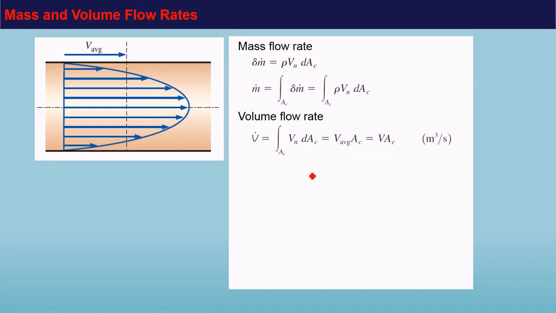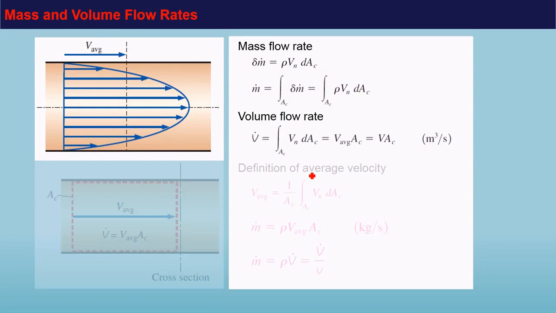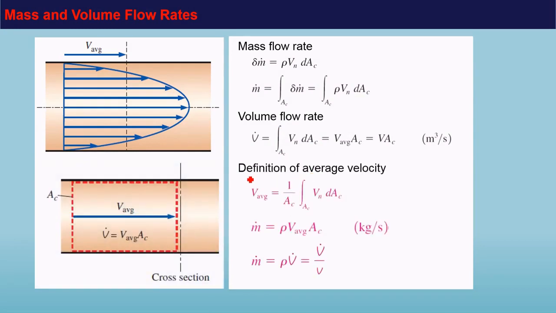We are not really interested in the velocity profile. What we are interested in is the total mass flow through the system. So we don't have to do this all the time. What we are going to do is define an average velocity. The average velocity is the velocity that can give an equivalent mass flow rate if the velocity was constant throughout the cross-sectional area of the flow.